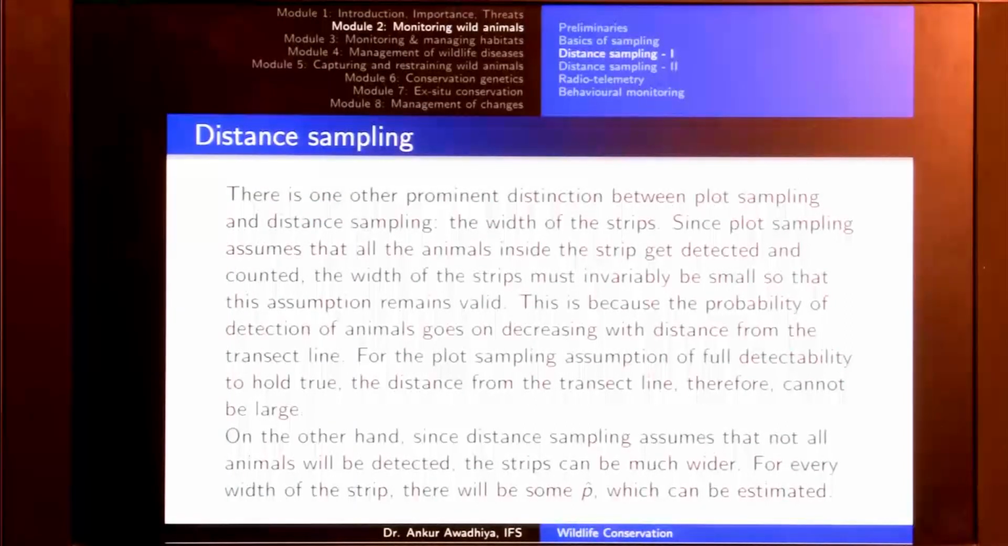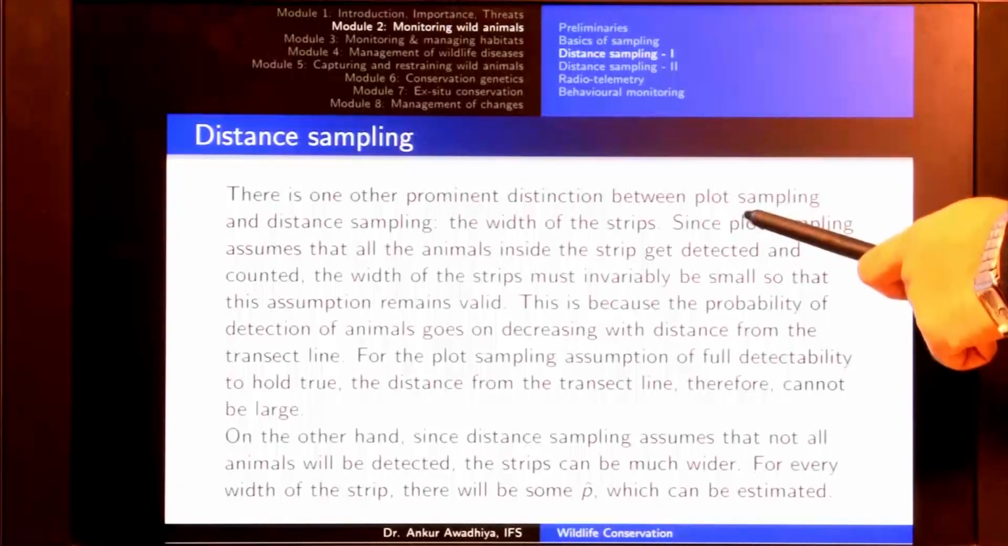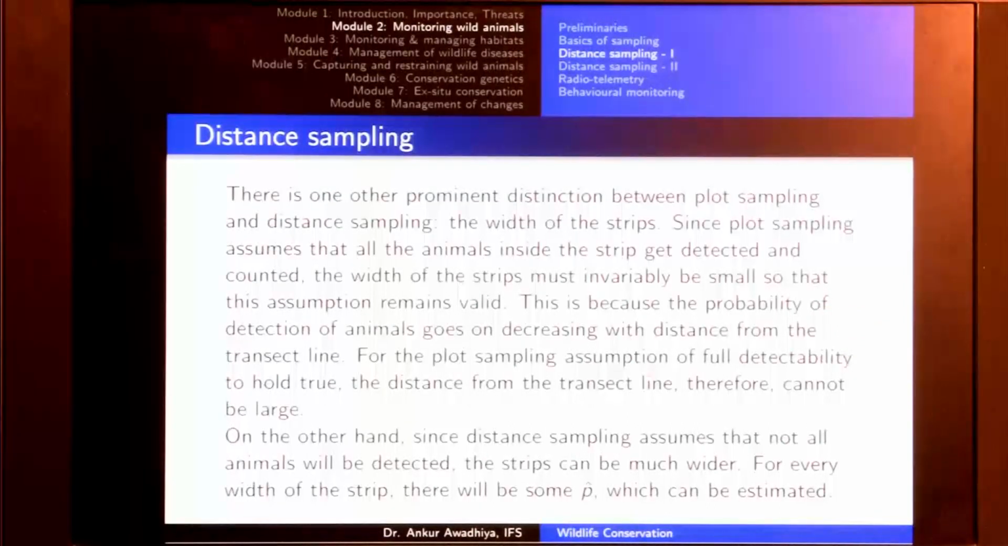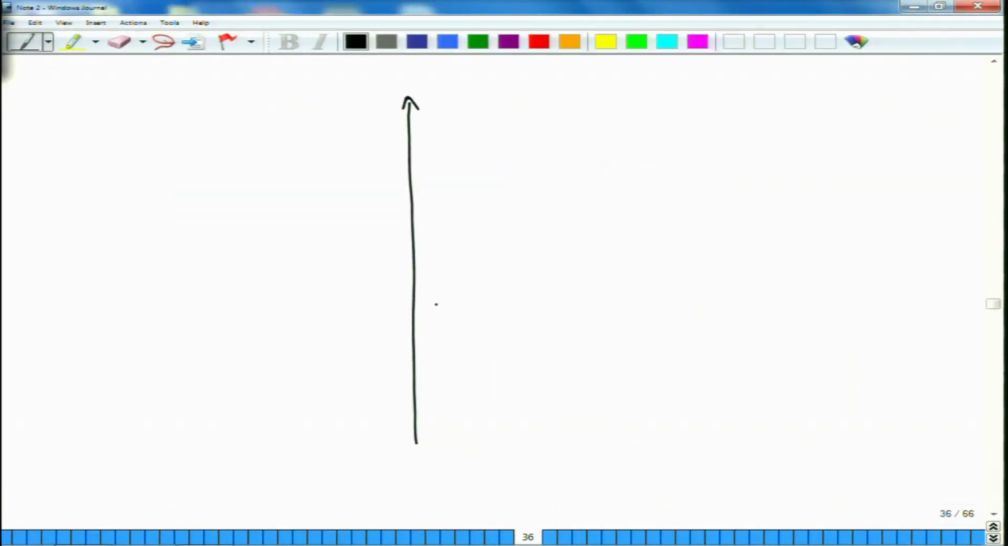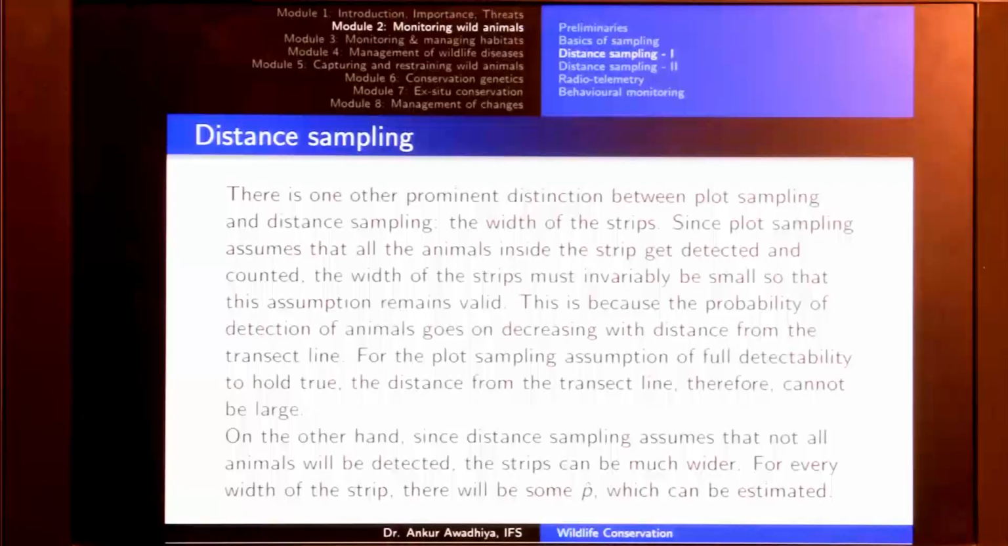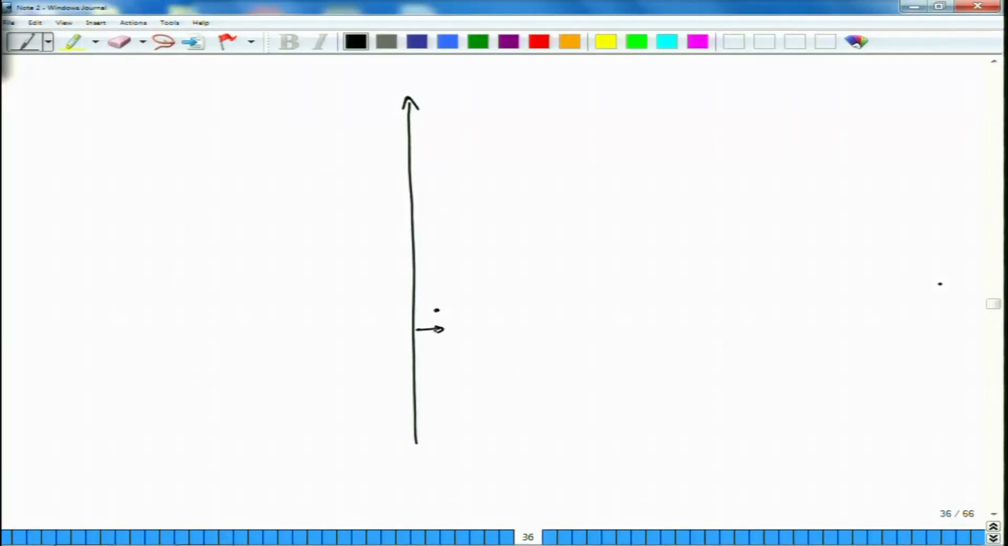Now, another distinction between plot sampling and distance sampling is that of the assumption. In the case of plot sampling, because we said that we have detected each and every animal, our strips cannot be very wide. Suppose we are moving in the forest and there is an animal here, it will be easier to detect this animal as compared to an animal at a far off distance. So, when our assumption is that we are detecting each and every animal, the half width of the strip cannot be very large. So, this W would be acceptable, but this W will not be acceptable in the case of a strip plot.